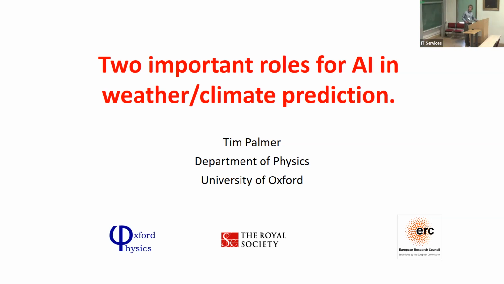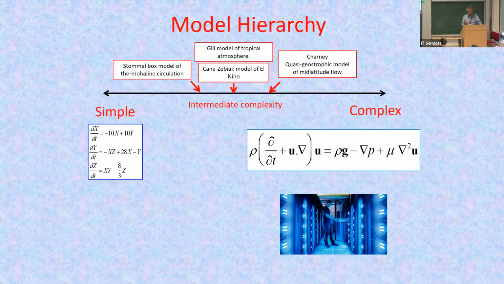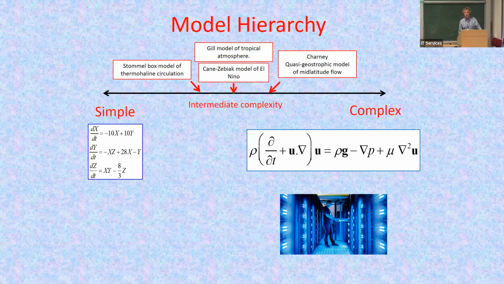I've slightly changed the title from what's in the program, just to focus on what I consider to be two important roles, not the only two important roles, but two important roles for weather and climate prediction. And just to note that if you're not in the field, yes, we do use hierarchies of models, from very simple models to very complex models, but I'm going to focus exclusively in this talk on the complex models, in other words, trying to simulate Navier-Stokes and the associated PDEs of the comprehensive representation of the climate system.